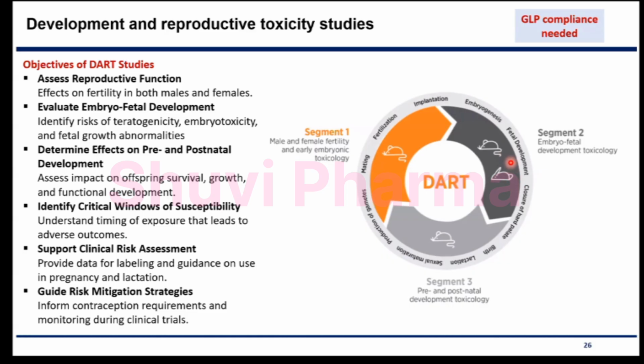There are a lot of cases where some drugs were given to pregnant women and then the fetus got damaged and the baby was born with some abnormalities. So this is a very important aspect that we study. It evaluates embryogenesis, fetal development, etc. And then there is segment 3, where we give the drug to rats or mice and follow their next generation. So they are treated, and when their next generation is born, we follow the next generation as well. That's called the pre and postnatal developmental toxicology study. So this is the entire cycle that covers all aspects of reproductive and developmental toxicity. This is also needed in a GLP compliant manner.